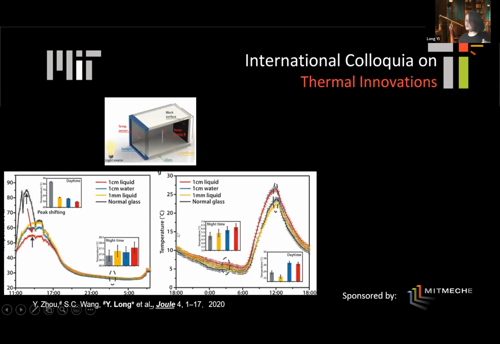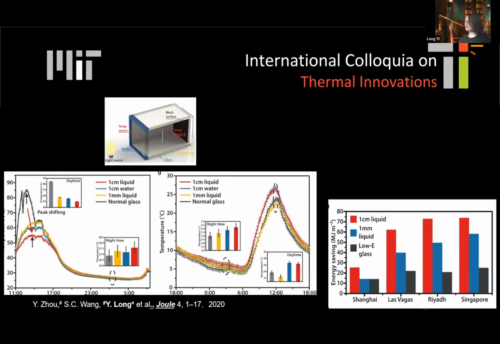We have also done this winter test in Beijing. You can see once you have optical modulation plus this thermal storage characteristic, together you can have a bit higher temperature. Of course, this is not that much, but still a little bit higher compared with normal glass. So this is our very, very new paper.